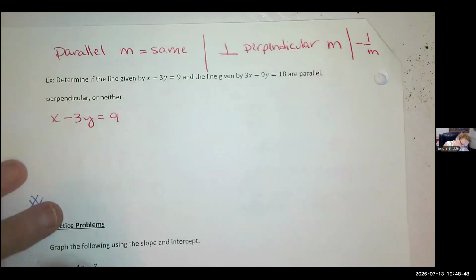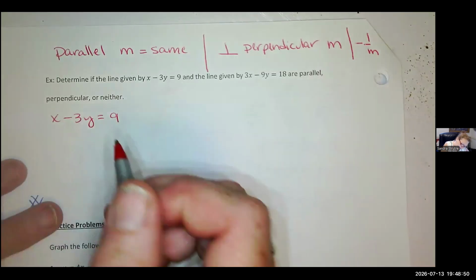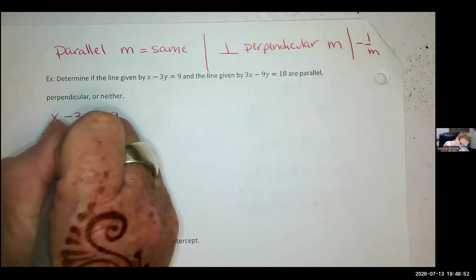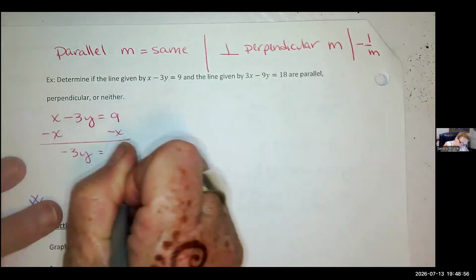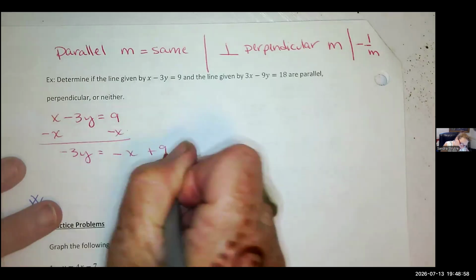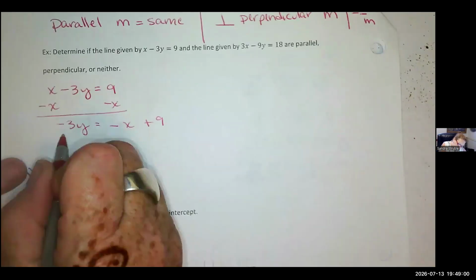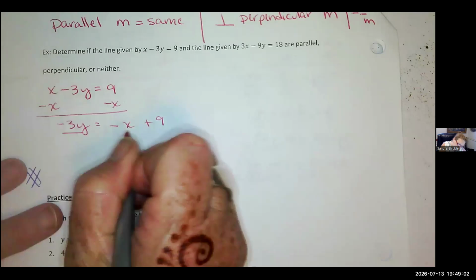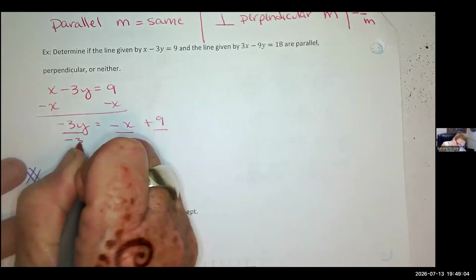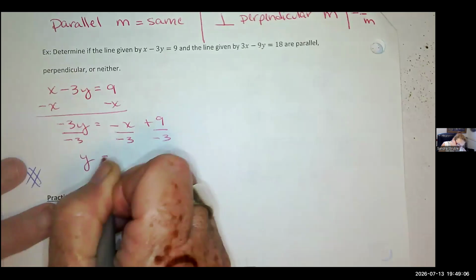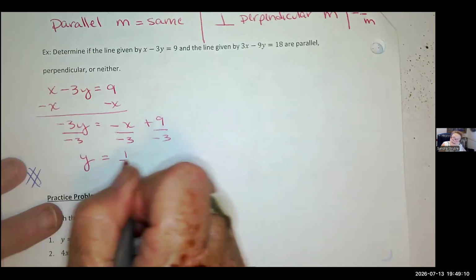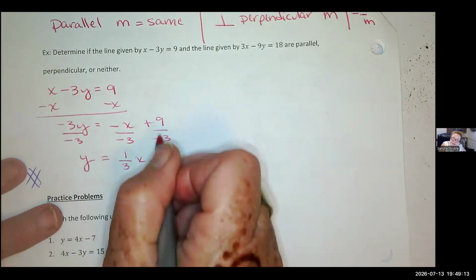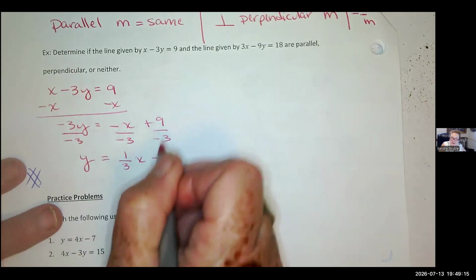Okay, I'm going to move x to the other side by subtracting x from both sides. I get -3y is equal to -x plus 9. Solving for y, I need to divide all terms by -3. And y equals negative divided by negative is a positive. This becomes 1/3 x. Positive divided by negative is a negative. 9 divided by 3 is 3. So there's that line.